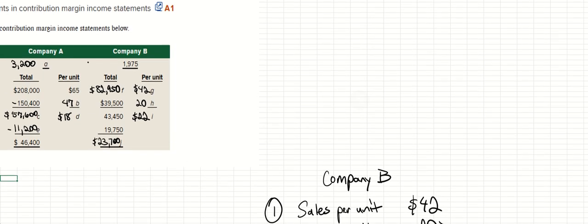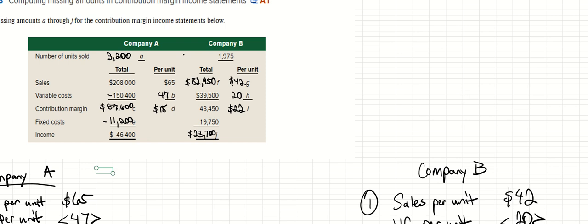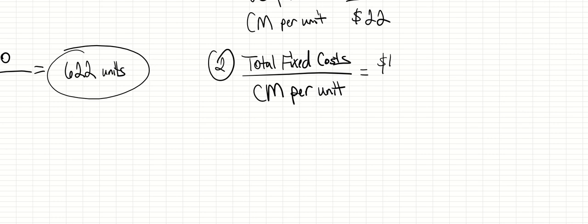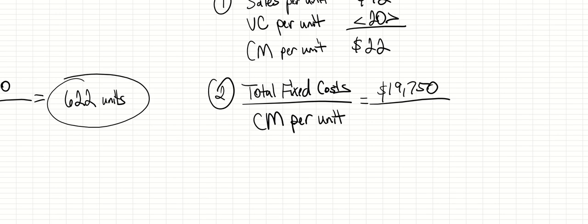Okay, so our total fixed costs come out to be $19,750 for company B. And then our contribution margin per unit is $22 per unit. So 19,750 divided by 22 gives us 897 units and 7272723. So I'm going to round this to the nearest whole number and just round it to 898.